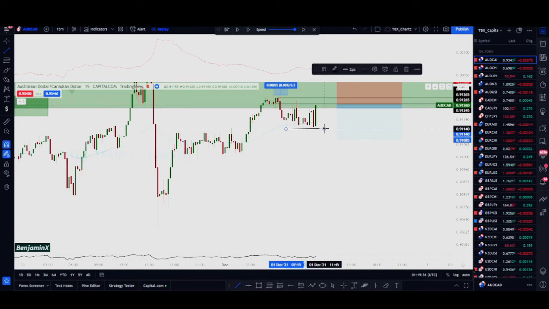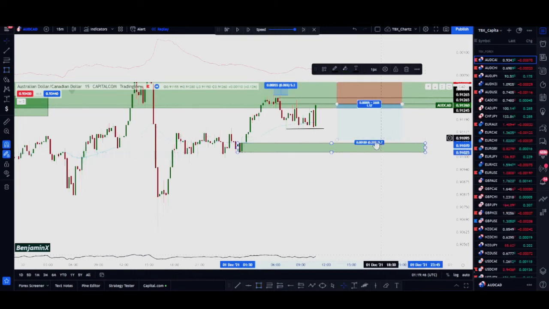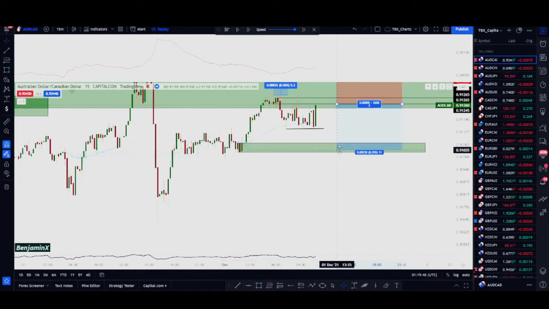So if this is our neckline, our first take profit is going to be this zone right here on this area. That's the first structure after the neckline. So we're still going to bank something like a 1 to 2 risk to reward ratio. Let's see how things are going to go.